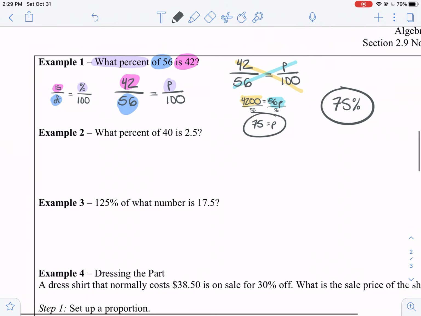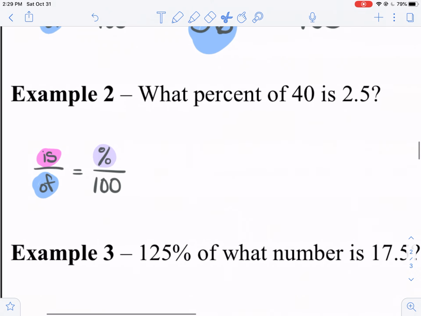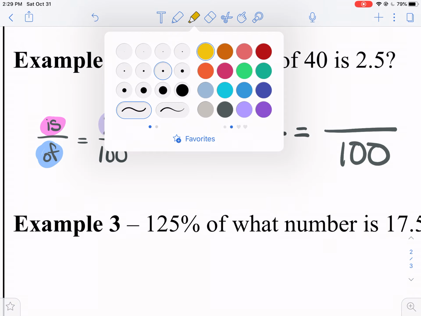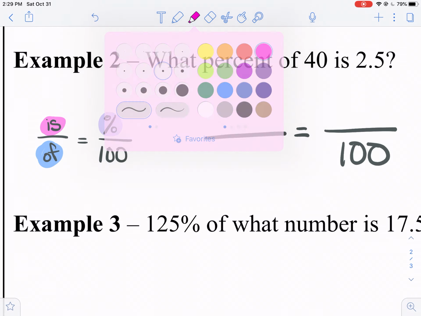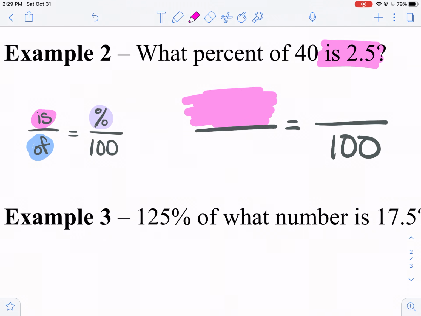Okay, let's do another one. We're going to keep our percent proportion shortcut. What percent of 40 is 2.5? Well, let's set this up. We have a proportion. Now we need to fill in the blanks. We always put the same number right here. What's going to go right here? 100 always goes here. Now let's look for our "is" number. Is 25, or it's not 25, 2.5. So we'll put 2.5 here.